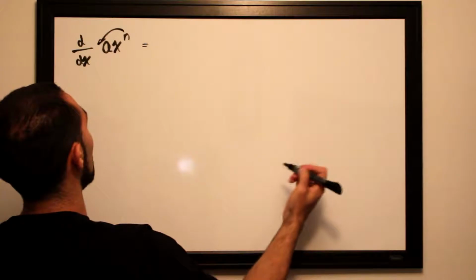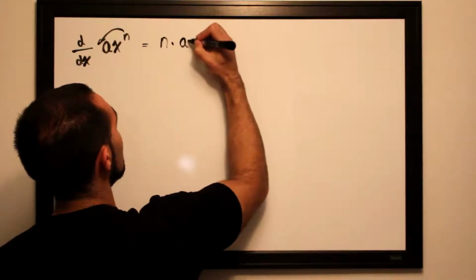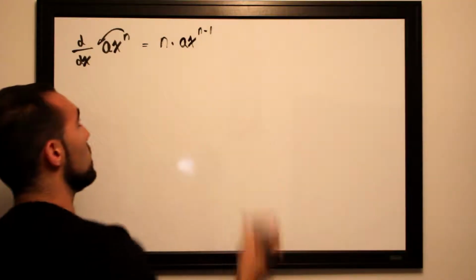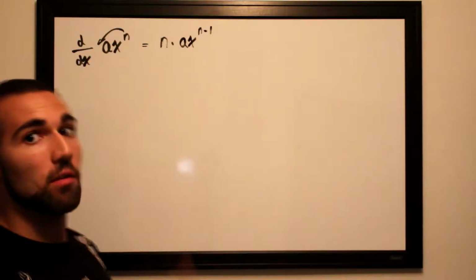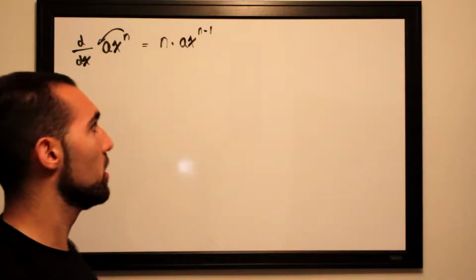and then subtract 1 from the exponent. So what we would be left with would be n multiplied by a times x to the power of n minus 1. See how that works? You just drag the exponent down, multiply it by the constant if there happens to be one, and then subtract 1 from the current exponent.